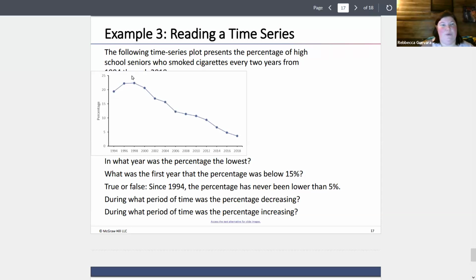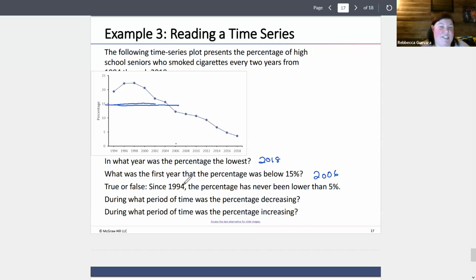Sorry, this graph moved. The following time series represents the percentage of high school seniors who smoke cigarettes every 2 years from 1994 to 2018. In what year was the percentage the lowest? Well, that's easy. My percentage is up here, it goes down, and then I bottom out here in 2018. What was the first year that the percentage was below 15? Well, here's 15. Below 15, it looks like that first year would have been 2006.